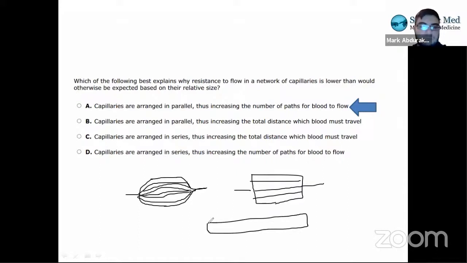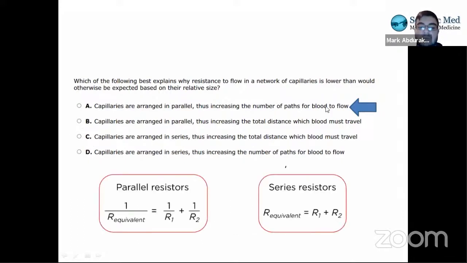So capillaries are very similar to parallel circuits. So A or B would be the correct answer. It wouldn't be C or D, right? Because they're not arranged in series. So remember that, and I'll close this and open this. Remember that for the total resistance in a parallel circuit, this is the formula. And for a series circuit, the total resistance is equal to this.